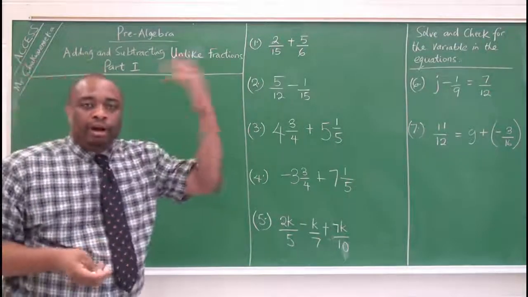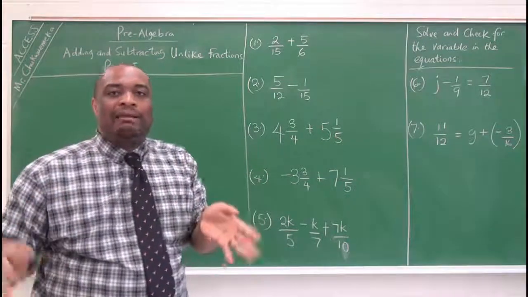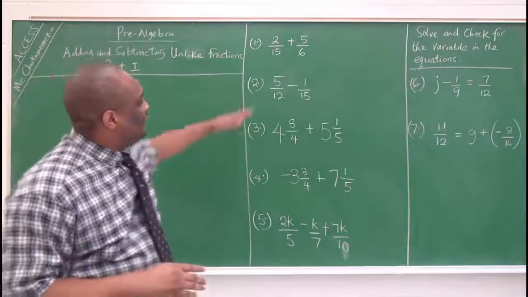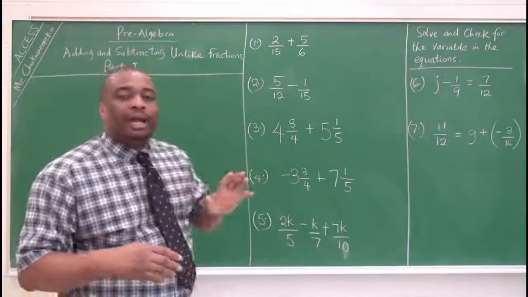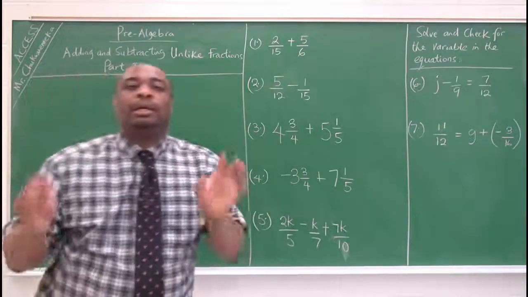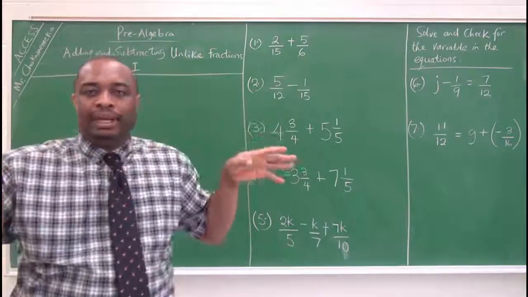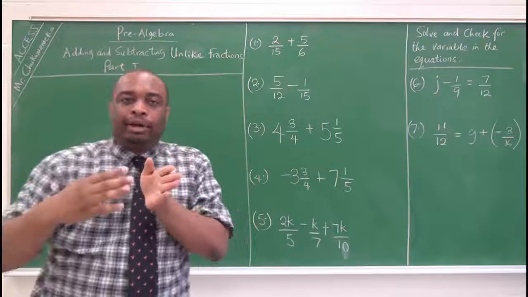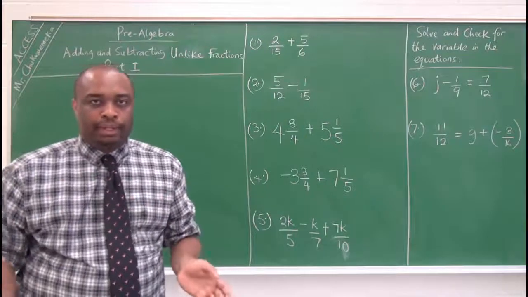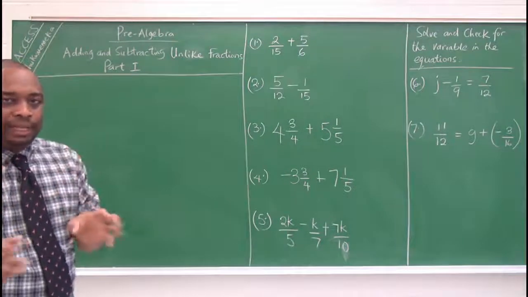So if you recall in the previous video, unlike fractions are fractions that do not have the same denominator. If you look at all these fractions here, they do not have the same denominator. So what we want to do is to make sure that those two different denominators, if we can bring both of them to be the same denominator, then we can now add or subtract. Okay? Why can we not do it directly?